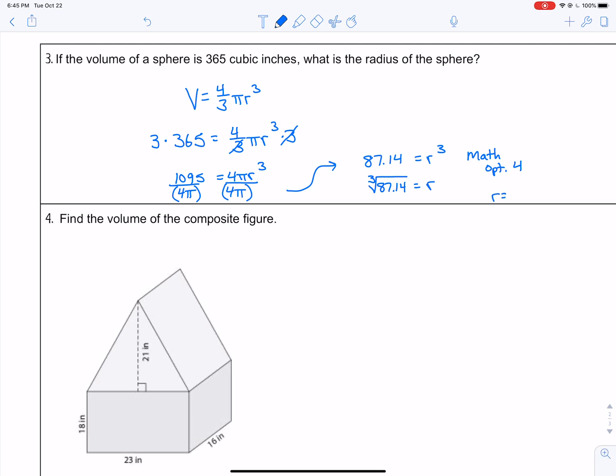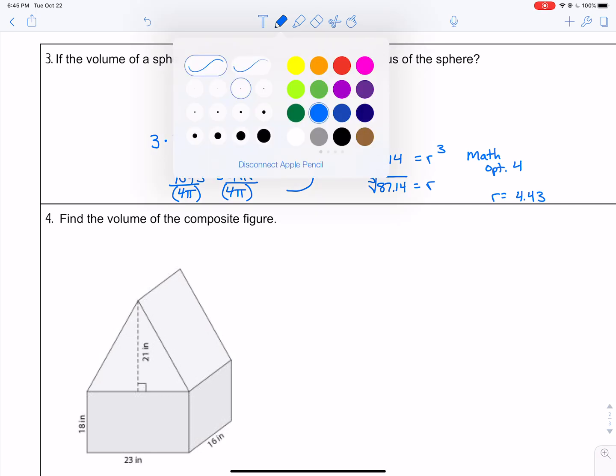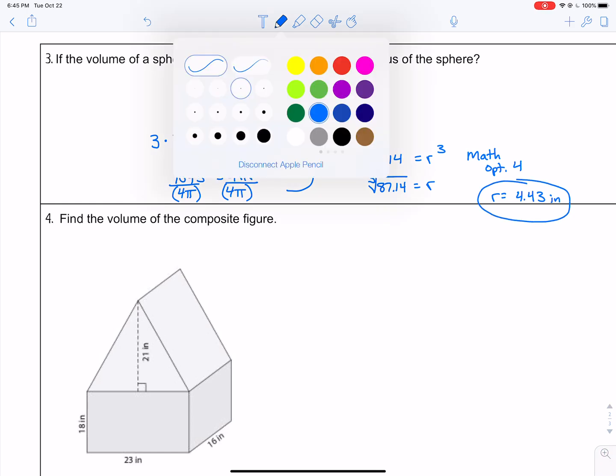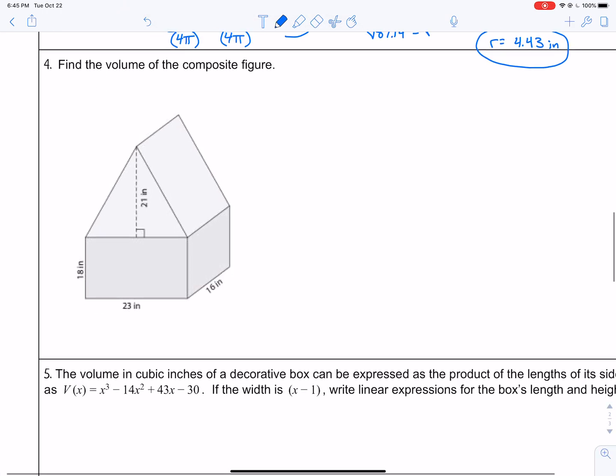And so I end up getting r equals approximately 4.43. And they said cubic inches was our volume, so let's say the radius is just 4.43 inches. And that is it for number 3. Let's take a look at number 4.